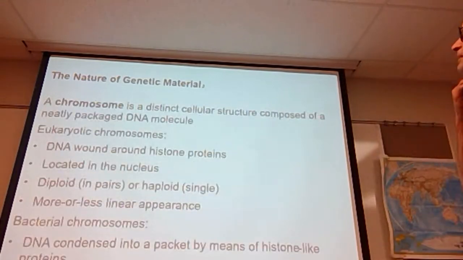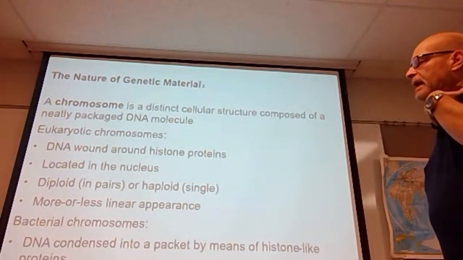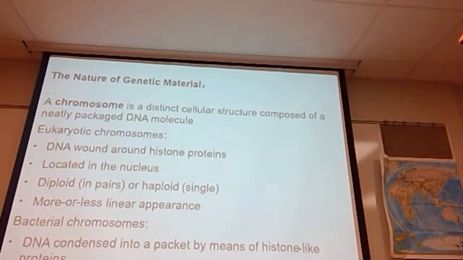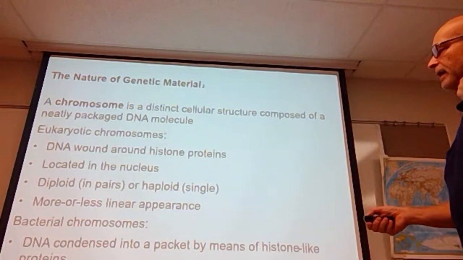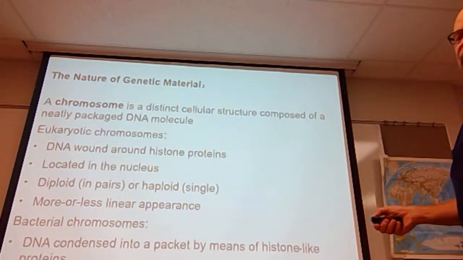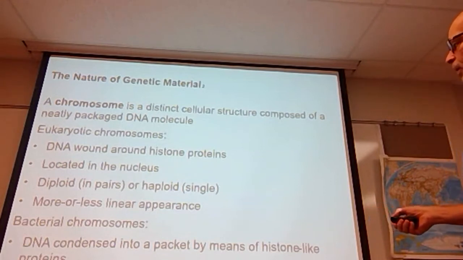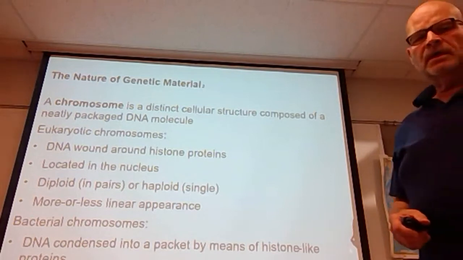A chromosome is a distinct cellular structure composed of neatly packaged DNA. For eukaryotic organisms, the DNA is wound around a protein called a histone. The DNA is located in the nucleus. They can appear either as what is referred to as diploid, as in pairs, or haploid, single chromosomes.